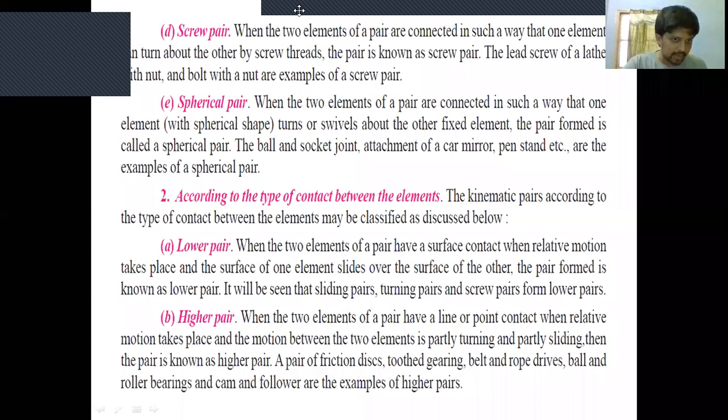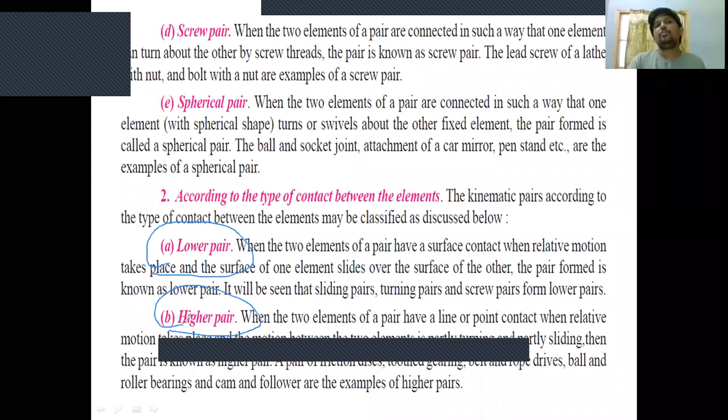You have lower pair and you have higher pair. Lower pair means, we are talking about pairs, so you have a minimum of two links. If they have surface contact between them, this is a link, this is a link, you have surface contact.